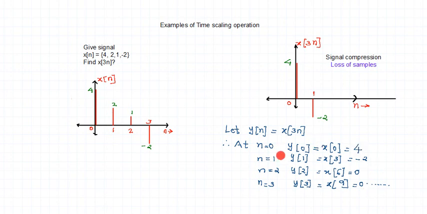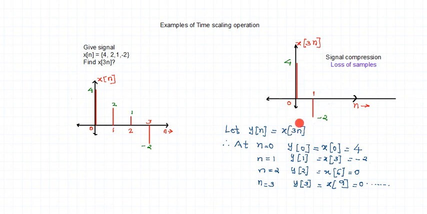So with this, now we'll plot the signal. We are going to plot x of 3n, which is nothing but y of n. So let us plot it. At n equal to 0, what is the magnitude? We have a magnitude of 4. At 1, we have a magnitude of minus 2. Rest all the samples are 0.